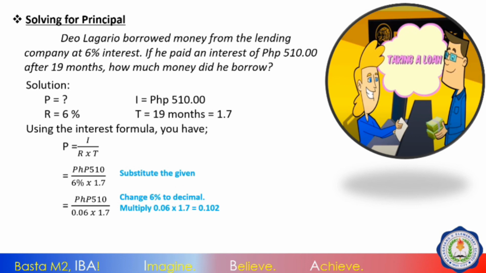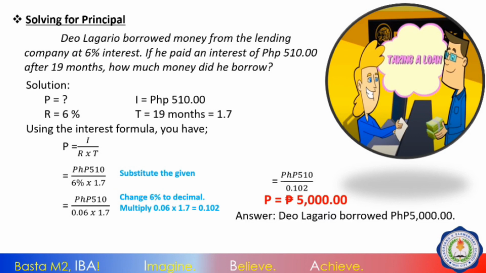We need to multiply first the rate and the time before dividing it with the interest. Therefore, the answer is 5,000 pesos, which means that Tio Lagario borrowed 5,000 pesos.